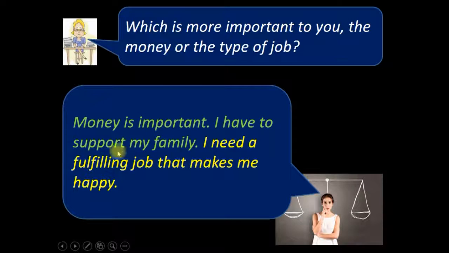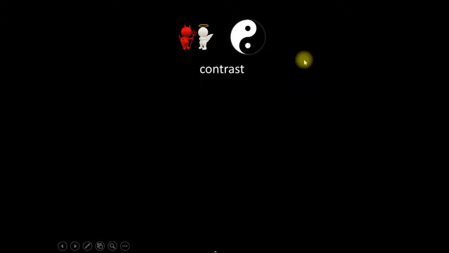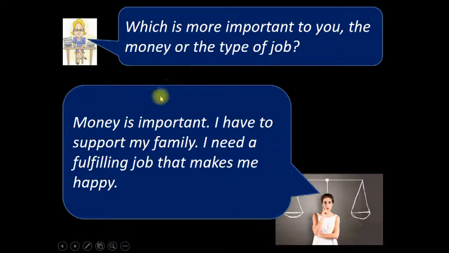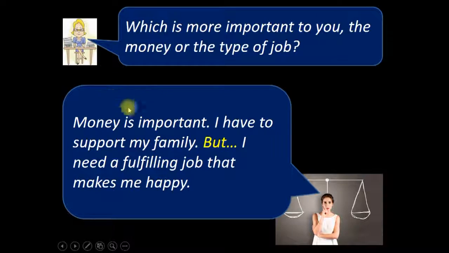Well, notice that these are two different ideas and they're kind of in contrast. So we can use these contrast connectors, like but, however, on the other hand. So if we look at this, we could say, money is important. I have to support my family, but I need a fulfilling job that makes me happy. Or, but I need a fulfilling job that makes me happy too. So we notice that we can use but this way in spoken English.